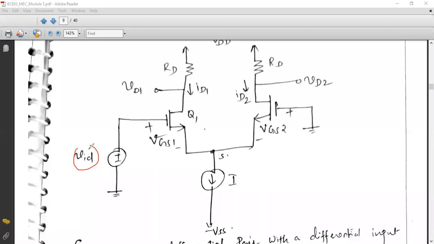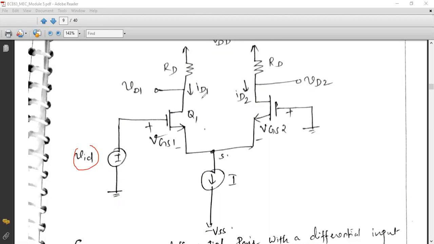Dear students, we are not giving separate signals to the gates of the two MOSFETs. Instead, the gate of Q2 is being grounded, and at the same time VID is given to the gate of Q1, or vice versa. It can be the other way also. VID can be given to the Q2 gate, and the gate of Q1 can be grounded. Accordingly, we will get currents ID1 and ID2.